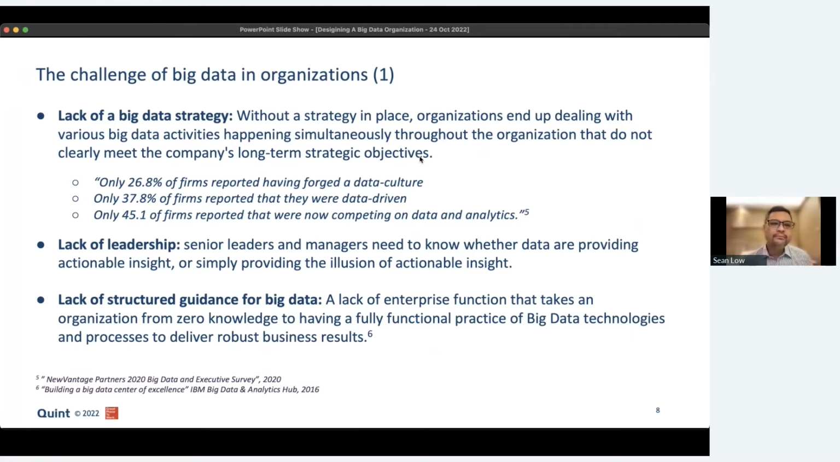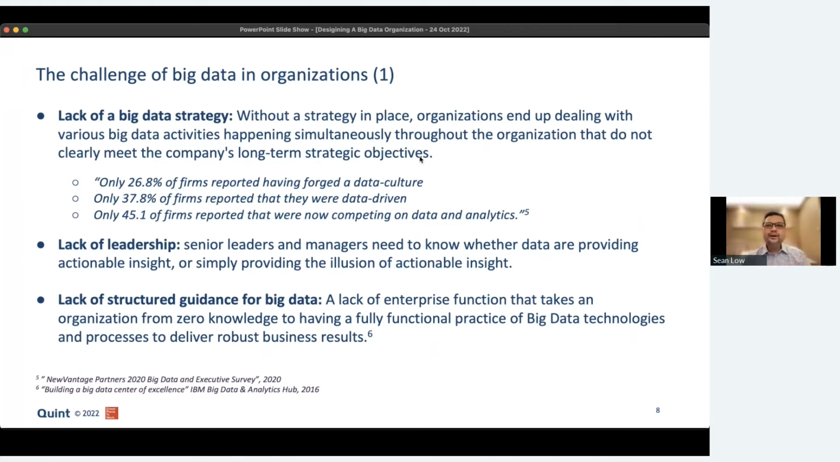If you look at the numbers, and this was collected by New Vantage Partners in 2020, only 26.8% of organizations reported having forged a data-driven culture, right? One of the challenges of big data is not the skills you have, it's the mindset and the people, having the mindset to actually drive this. Number two, 37.8% of organizations reported that they were data driven. Only 37.8%. That means organizations think that they are data driven when they are not, right?